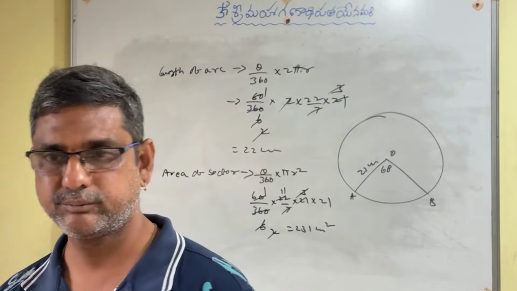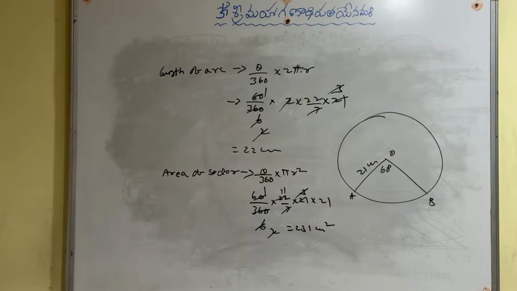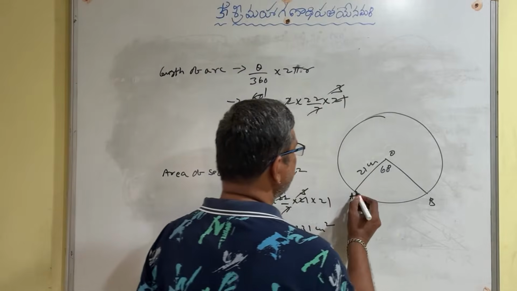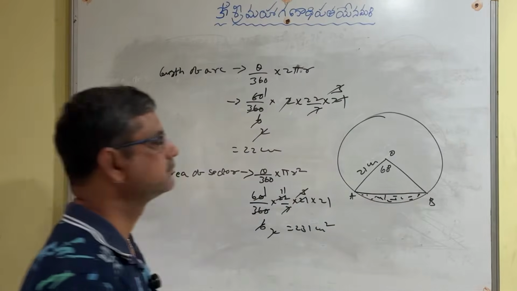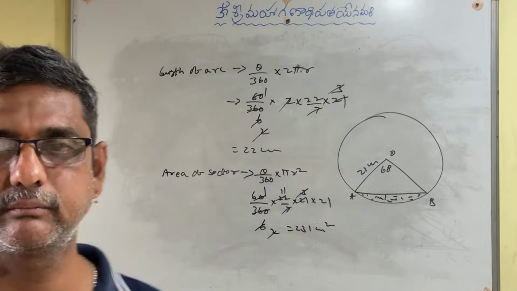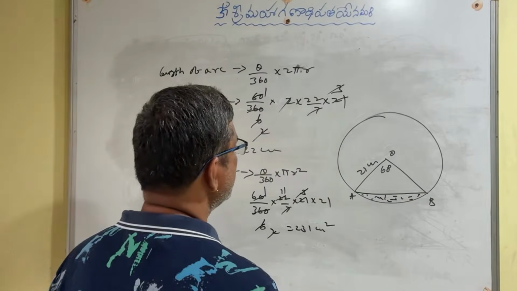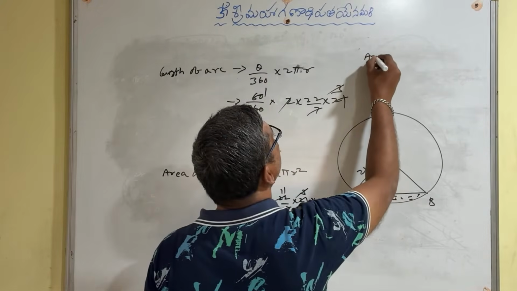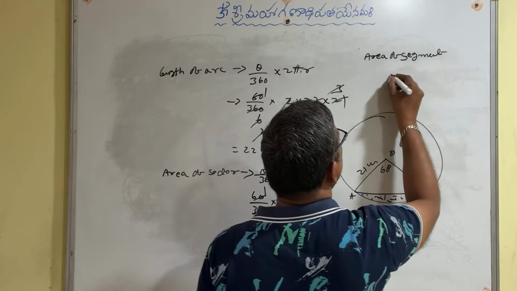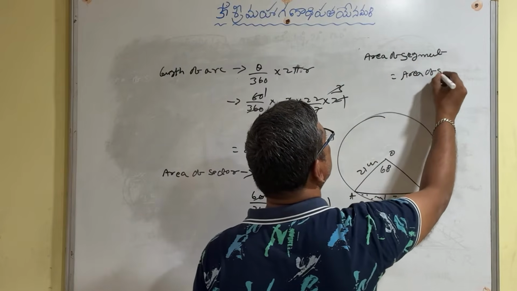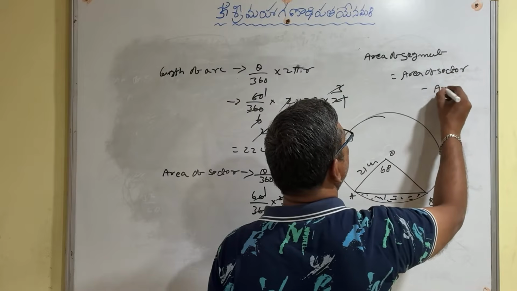Next question, area of the corresponding segment, the area of the segment formed by the corresponding chord. We need to find this area of the segment. Area of the segment formula: area of sector minus area of triangle.